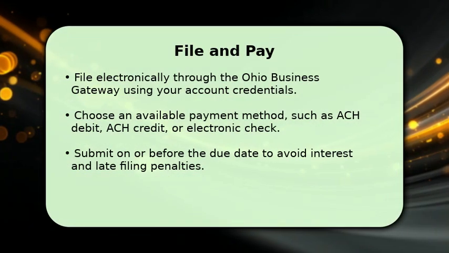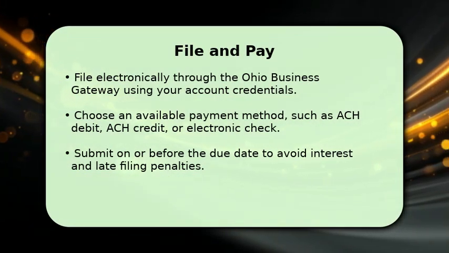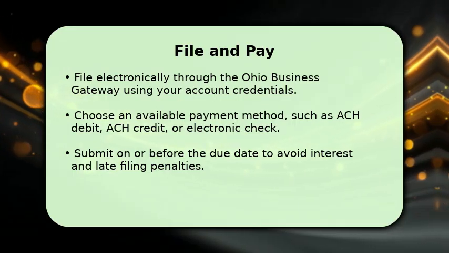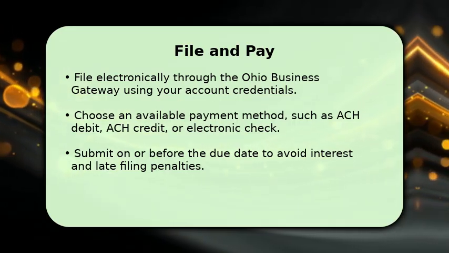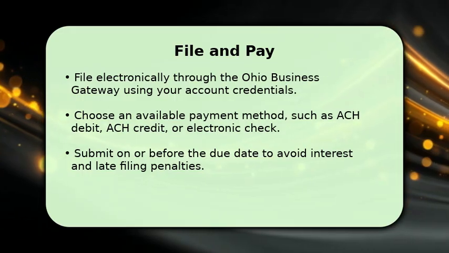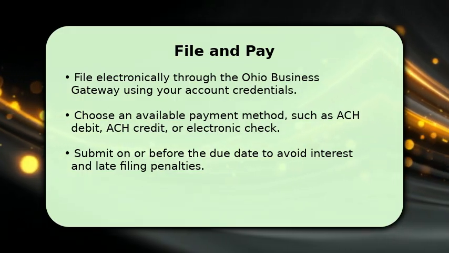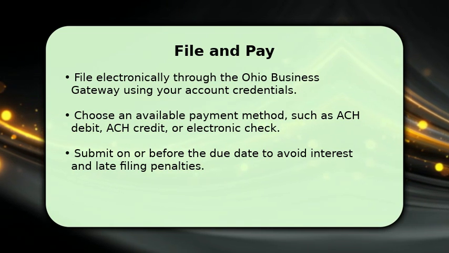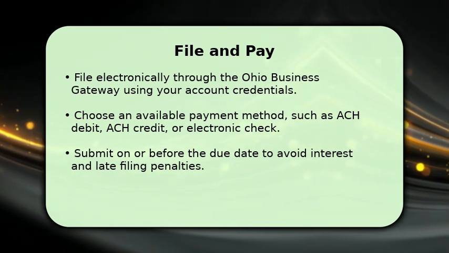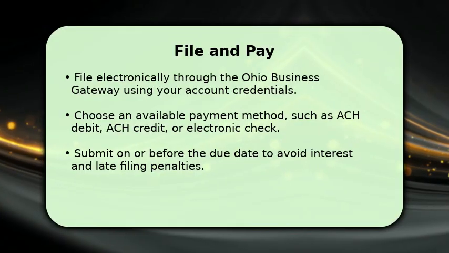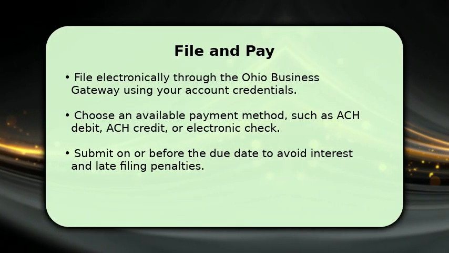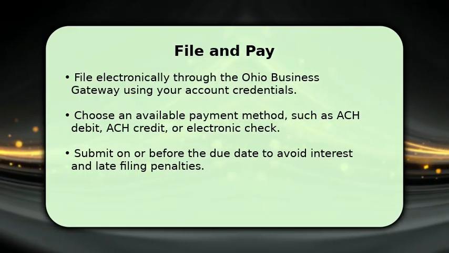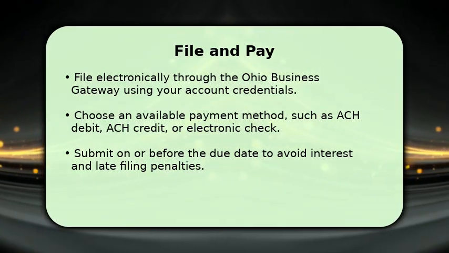When you file, log into the Ohio Business Gateway and select the correct return type, then enter taxable amounts by jurisdiction. Verify calculations and attach any required schedules or explanations. Choose a payment method like ACH debit or electronic check and schedule payment on the due date. Save or print the confirmation number and a copy of the filed return. If you correct an error later, file an amended return promptly to minimize penalties.